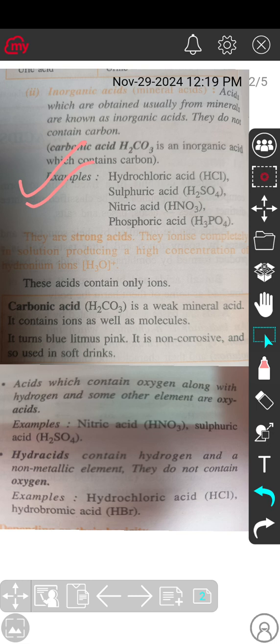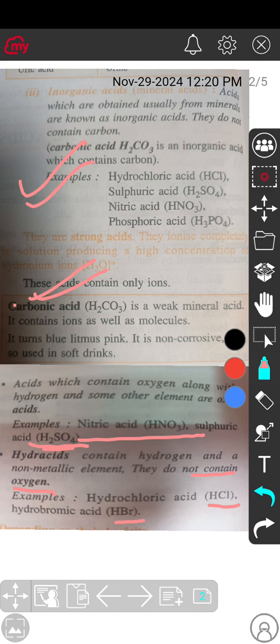Next, acids which contain oxygen along with hydrogen and some other element are oxyacids. For example, nitric acid has H, N and O, so H is there, O is there, and some other element like S. Hydracids contain hydrogen and a non-metallic element like Cl and Br. You know that they do not contain oxygen.